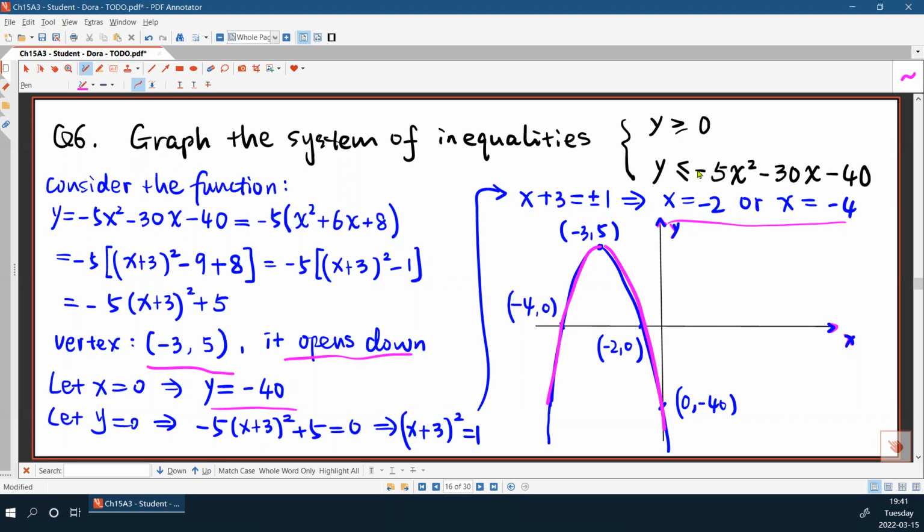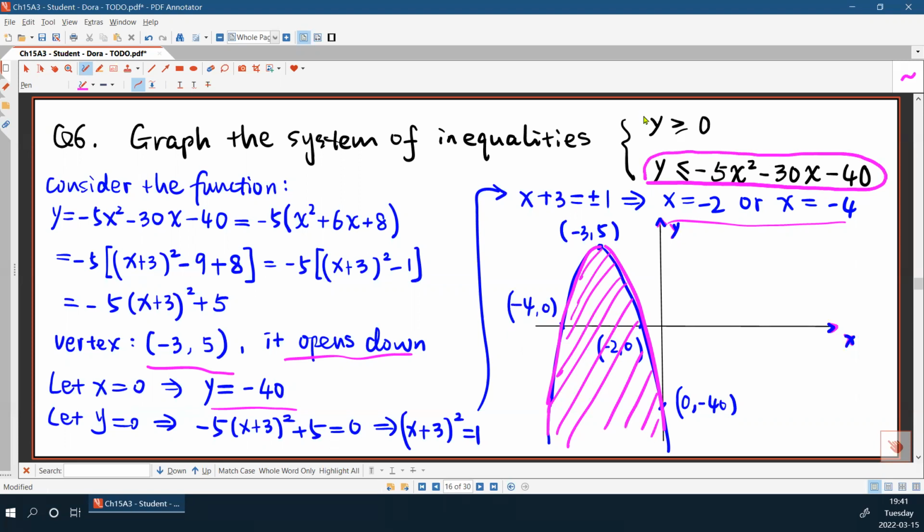Next, any region that is less than this function, that means any region that is under this curve should be included, right? This is the region that corresponds to the second inequality, right? Follow me? Okay, but remember that we have another inequality, which is y is greater than or equal to. As we have discussed, y is greater than or equal to means any region that is above the x-axis, right? Can you follow me?